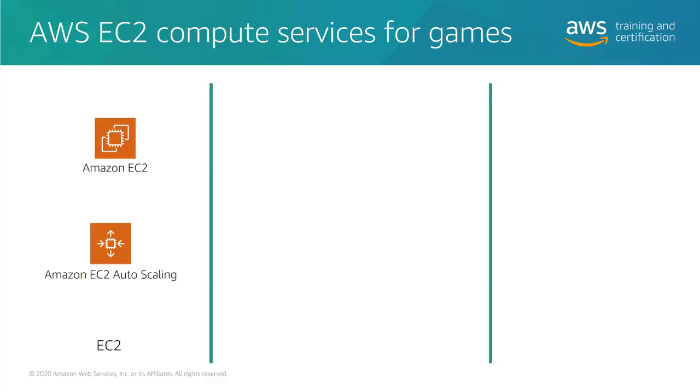This slide shows options for hosting game servers on AWS. The first option is to use EC2 instances. The work of installing and configuring the software necessary to host a game server is up to you. This approach is the most flexible and customizable option, but it also involves the most DevOps work.